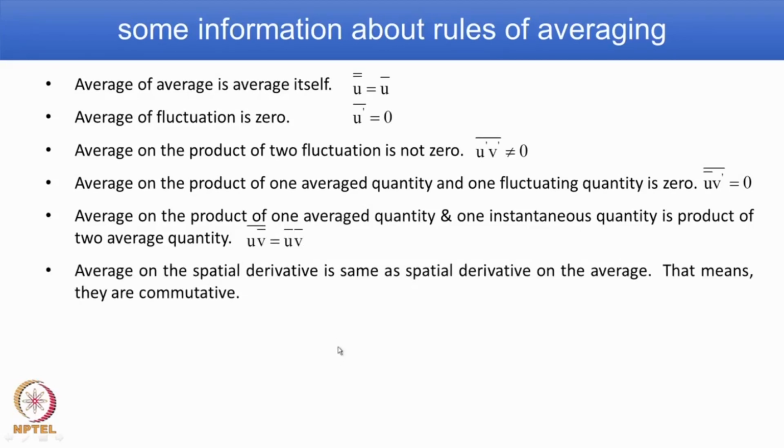Average of a spatial derivative is the same as the spatial derivative of the average. That means they are commutative in terms of expression. Dou f by dou x is the spatial derivative of the function f. After you perform the spatial derivative and then do the average, that is the average on the derivative. It is the same as taking the derivative of the average, dou by dou x of f bar. So they are commutative.